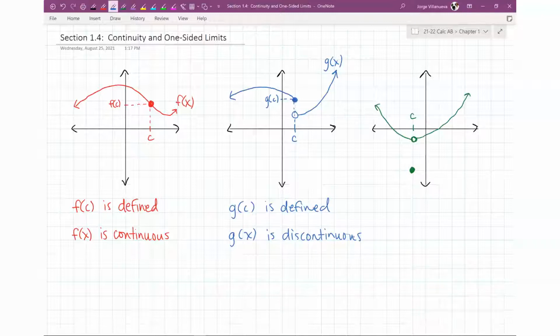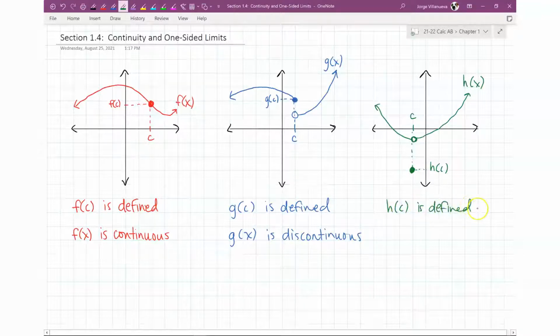Now, I forgot to put h for this one. Sorry, this is h of x. Is h of c defined? Yes, it is, right? It's down here. This would be h of c. So h of c is defined. Is it continuous, h of x? No, right? h of x is discontinuous.